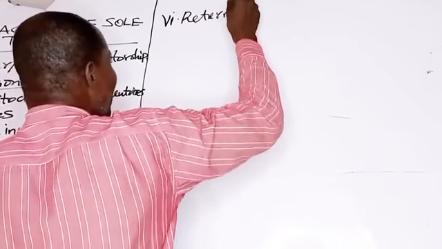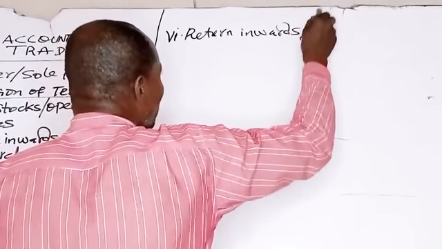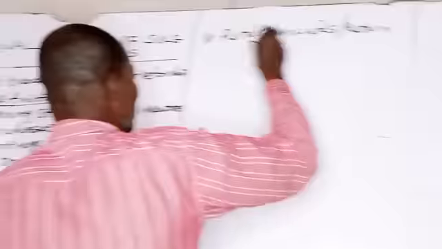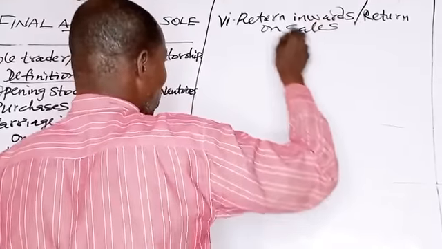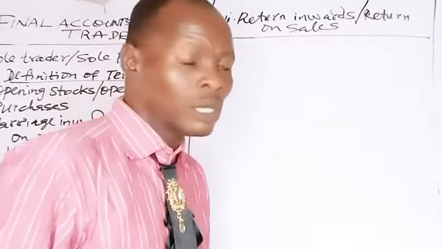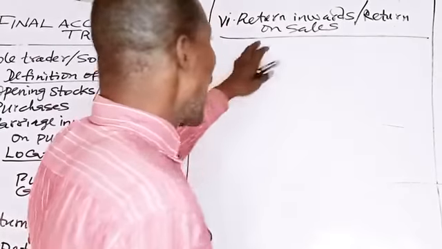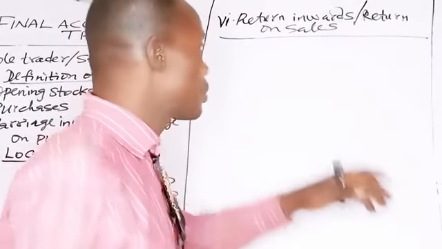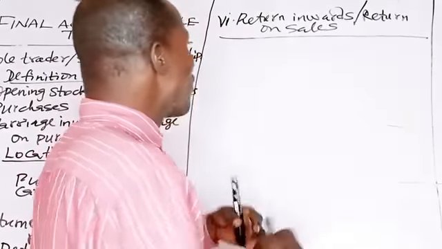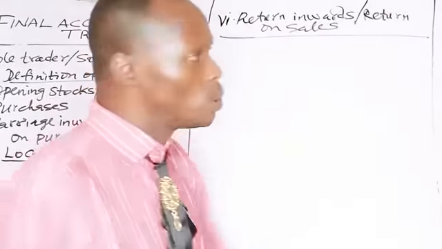Return inwards, or return on sales, or you can say sales return. These are goods returned by the customers. That means after selling the goods to customers, you have assumed that these goods have been sold and they were later returned by the customer to you.